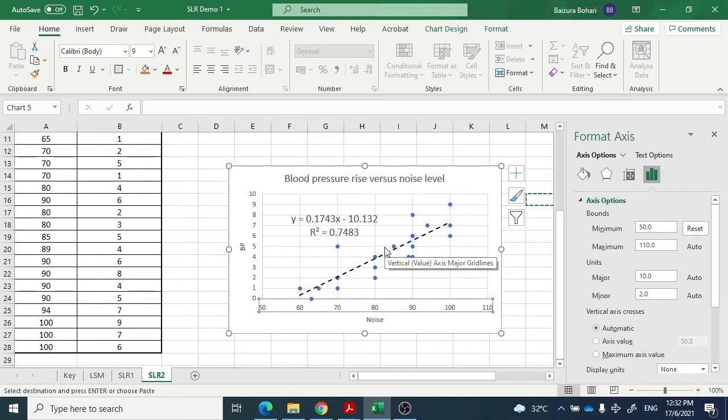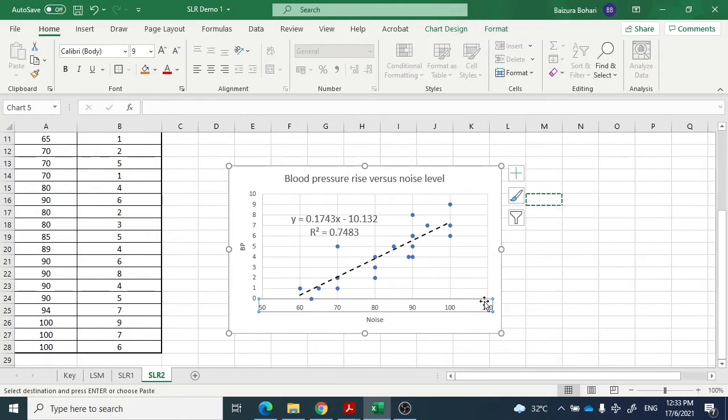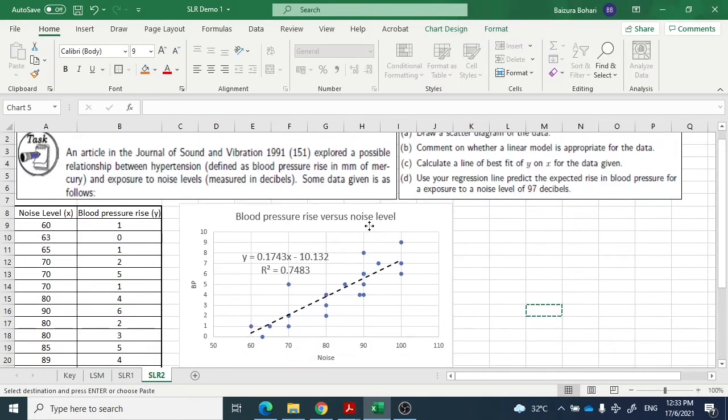square. So from the equation, statistically, we can say that the estimated BP rise would be 0.1743 times the noise minus 10.132. As you might have noticed, it's minus. So we are going to interpret each of the coefficients individually.